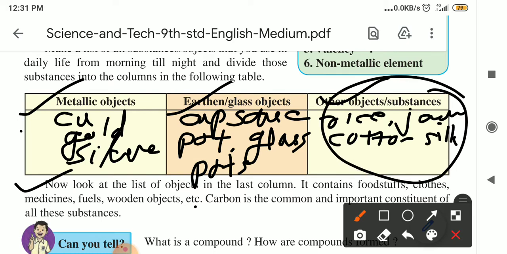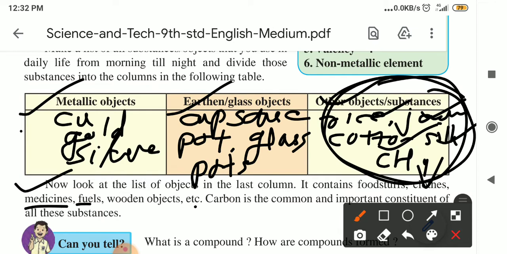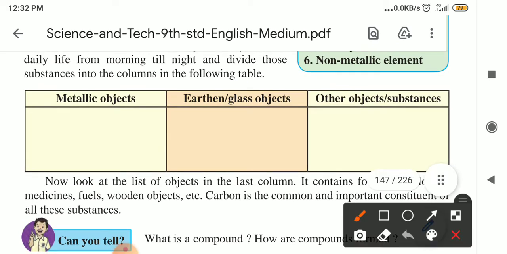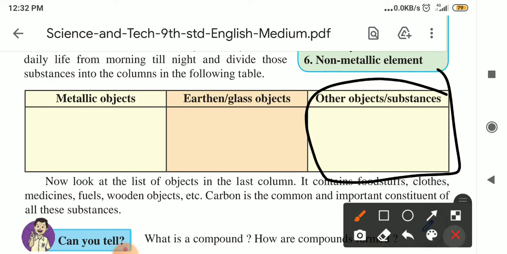These are the last column. It has food stuff, clothes, medicine. Medicine also we can take inside it. Fuel will also be there, that is methane, ethane, propane that is present in our gas cylinder. Carbon is the common important constituent in all of these, because we just did the activity: when we burn this object, what is left behind? That is the carbon left behind. Okay, so these objects are made up of the carbon element.